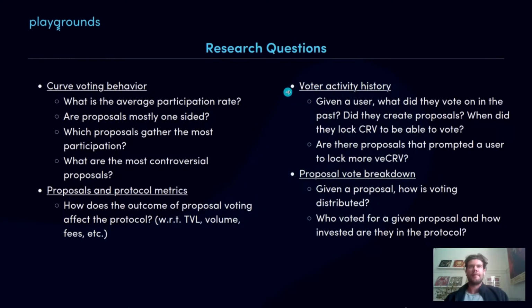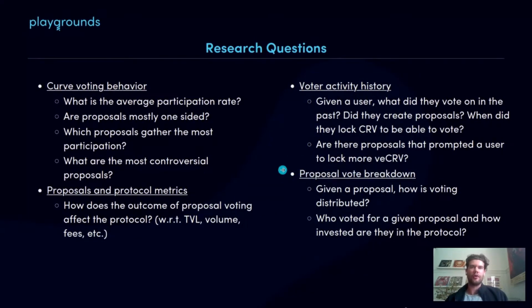We'll also look at individual voter activity. So, given the address of a user, what types of actions did they do within the DAO? Did they create proposals? Did they vote? Did they lock some CRV? And then analyze how that tracks with the amount of veCRV they hold, right? Did they lock a ton of CRV before an important vote to be able to participate, or is it more like they participate in an ad hoc way?